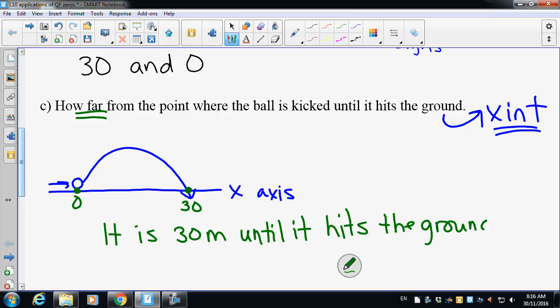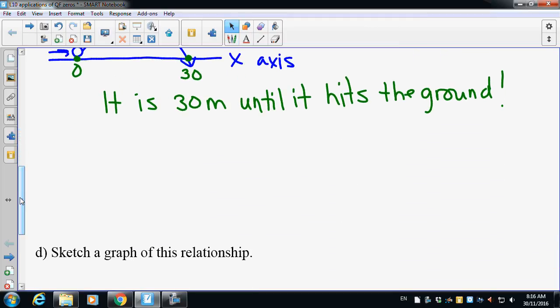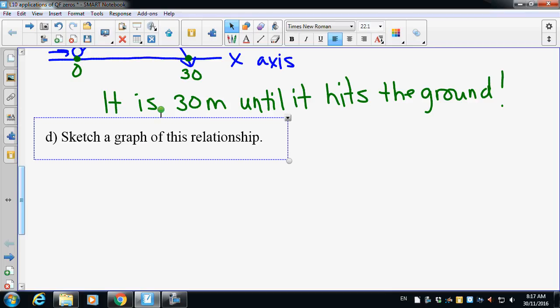So the point here is to understand that the x-intercepts represent the distance across. So the x-intercepts answer the question when it hits the ground, because that's how far the ball is traveling across. I think there's one more: sketching the graph of this relationship.